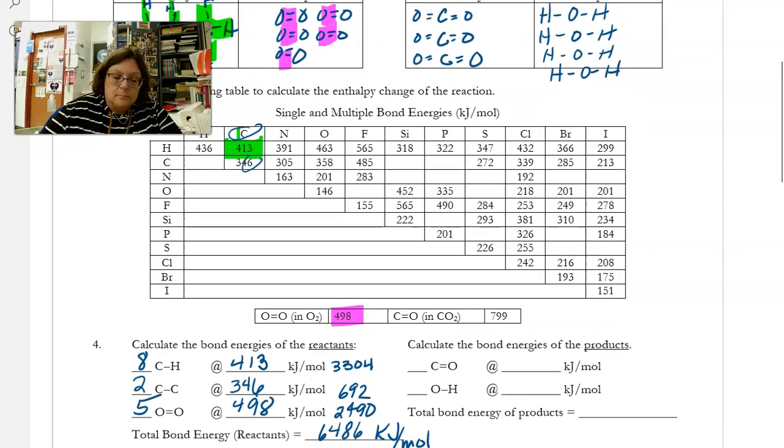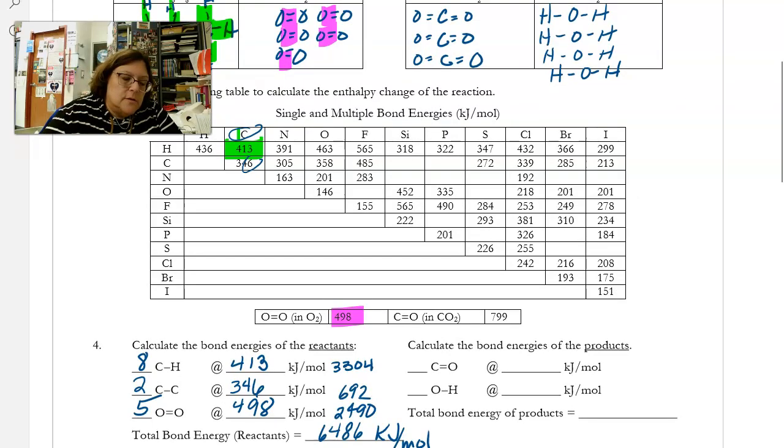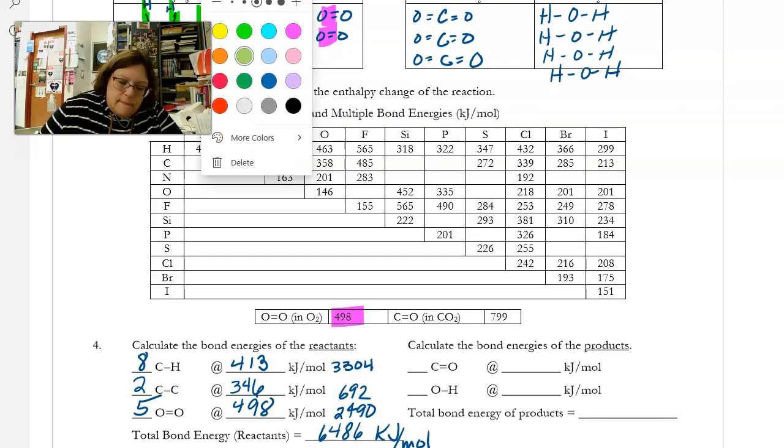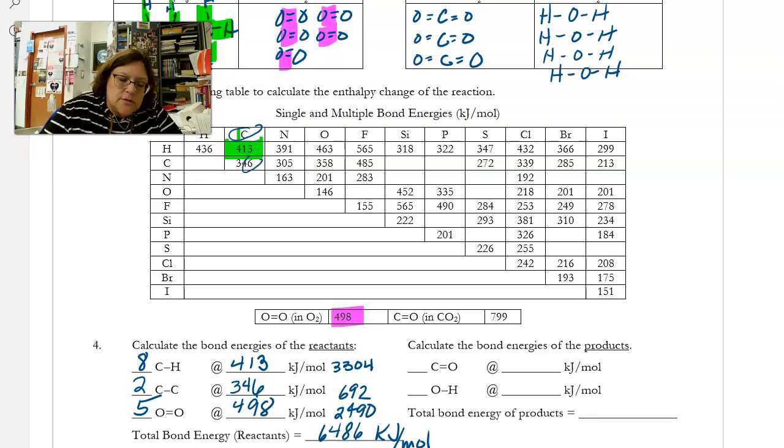Now we're going to reform. We're going to do carbon to oxygen. 1, 2, 3, 4, 5, 6. And carbon to oxygen, 358. Except they're double bonds. That wouldn't work. Erase that and go back. Carbon to oxygen in a double bond is 799 kilojoules.